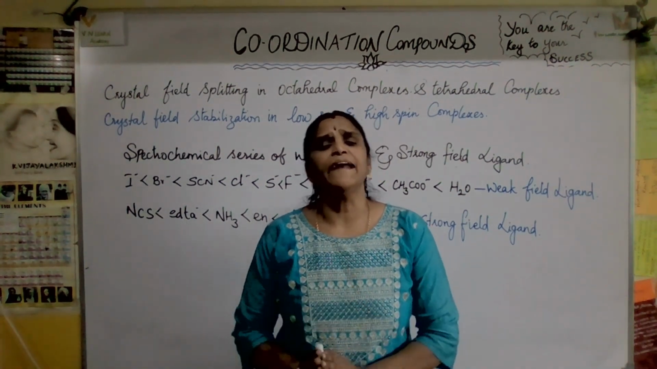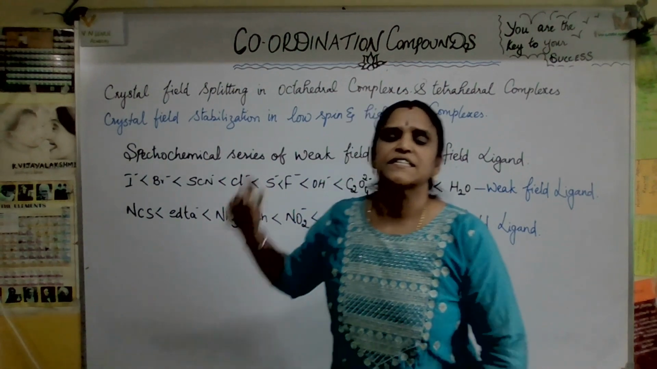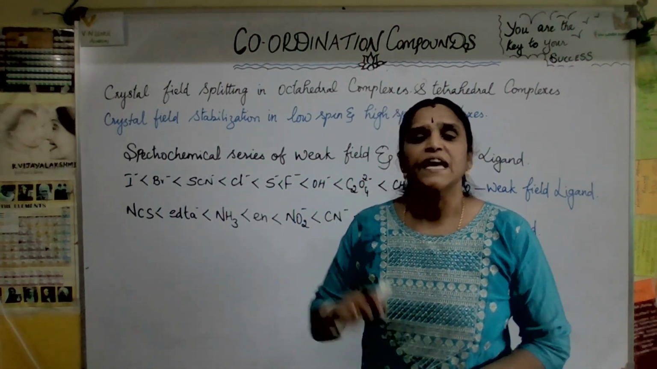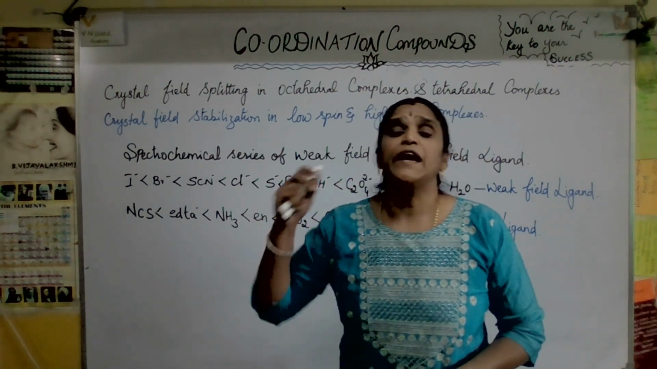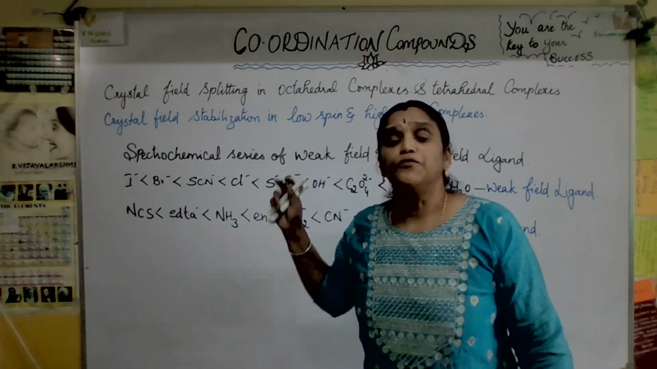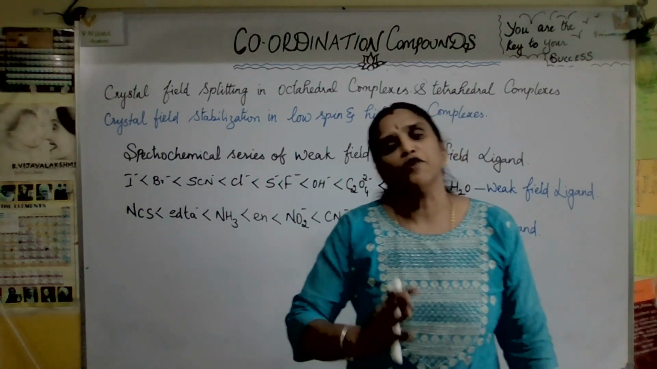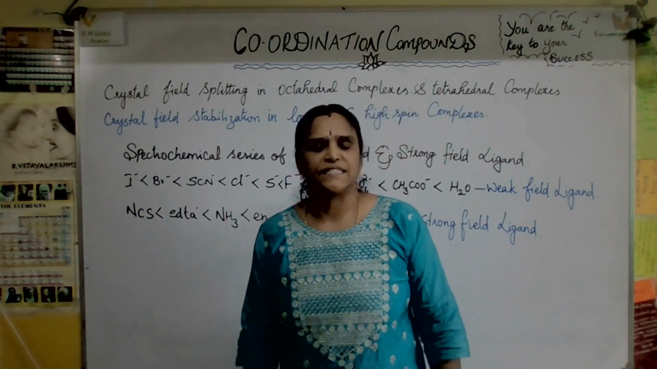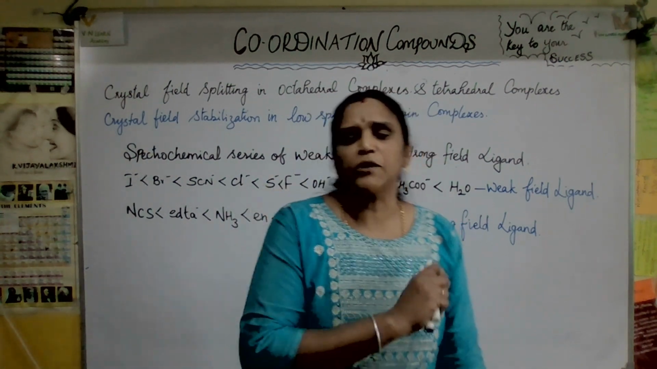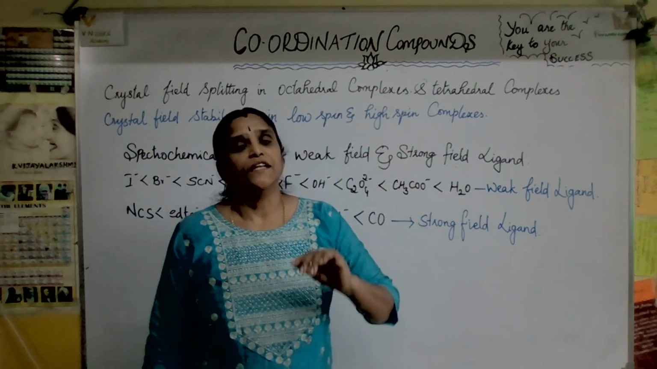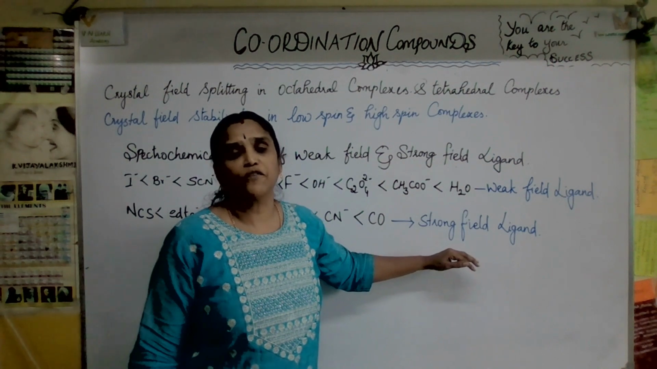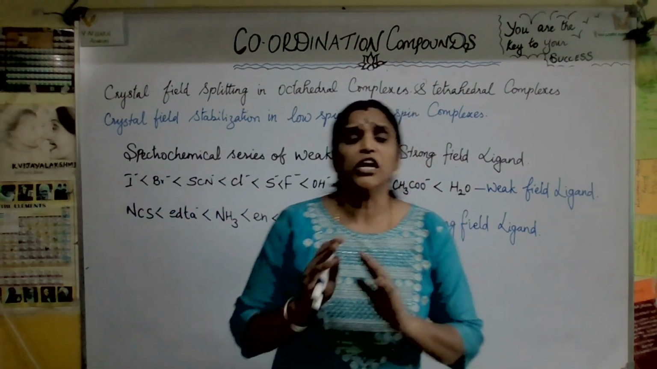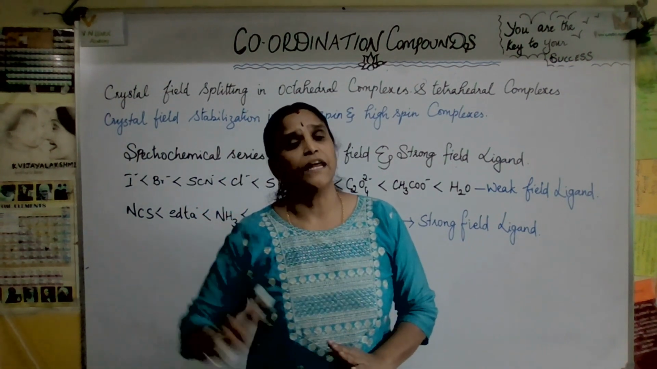Today we are going to see an interesting and important topic, that is crystal field splitting in octahedral and tetrahedral complexes, and how to easily identify low spin and high spin from weak field or strong field ligands through the spectrochemical series. Yes, the spectrochemical series has shown weak field ligands and strong field ligands in increasing order. Generally, you know crystal field theory very well.